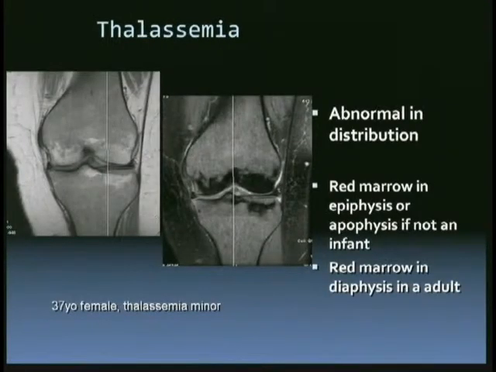So this is a patient with thalassemia minor. You notice that the marrow signal is pretty consistent with red marrow, but the distribution is abnormal. You have marrow in the distal metaphysis, but also in the epiphysis, which should not be seen in an adult. And here on the T2 weighted sequence, you can see that the marrow signal follows that of the muscle. So the signal is right, but the distribution is abnormal.